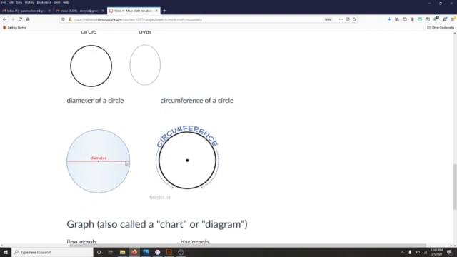And then two words that are related to circles. First is diameter. Diameter. And that is measuring from one side to the opposite side, going through the center, is called the diameter. And then if you measure all the way around the circle, that is called circumference. That's a mouthful to pronounce. Circumference.